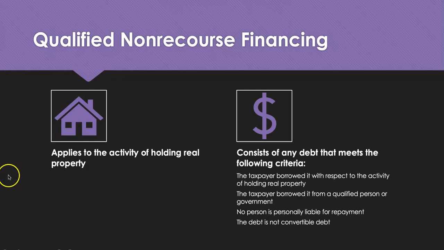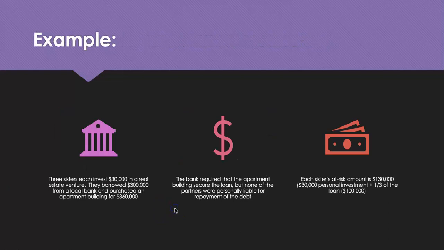So with the qualified non-recourse, the provision limited the effectiveness of the at-risk rules in reducing tax shelter abuses for real estate investments because most financial institutions aren't willing to finance business activities without a security. So borrowing for real estate ventures often meets requirements of qualified non-recourse financing because the financial institution requires the real estate to secure the loan, but may not require the individuals to be personally liable.